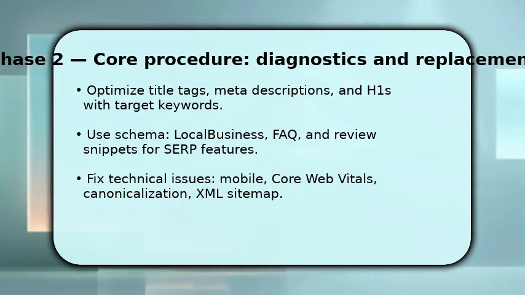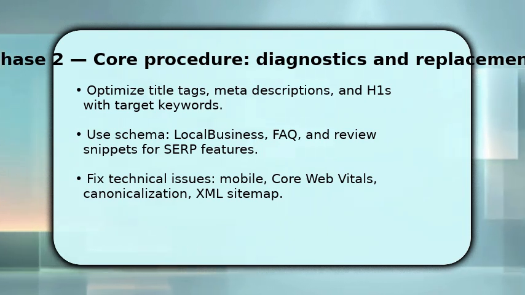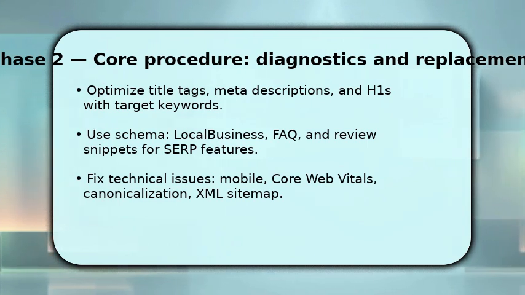Mobile performance matters most. Also check canonical tags, XML sitemap registration, and internal linking to boost crawl efficiency. When all pieces connect, you'll see steady visibility gains.